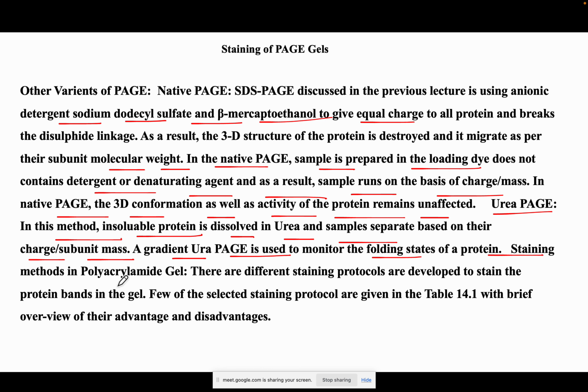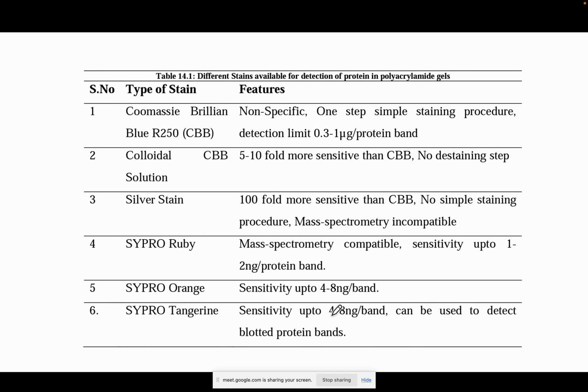Staining methods in polyacrylamide gel. There are different staining protocols developed to stain the protein bands in the gel. A few of the selected staining protocols are given. We'll be seeing and discussing those protocols later. In the next class also we'll be discussing electrophoresis part 2.